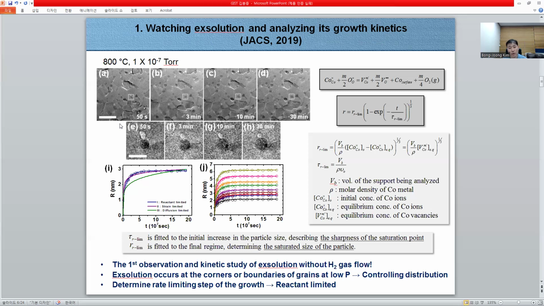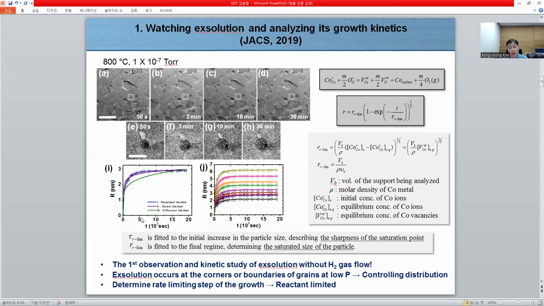Interestingly, exsolution occurs at the grain corners and grain boundaries in vacuum, about 10 to the minus 7 torr in TEM. Thus, we can simply control the distribution of metal particles on the oxide surface as we control the size of grains. Further, we determine the kinetics of particle growth on the oxide surface.